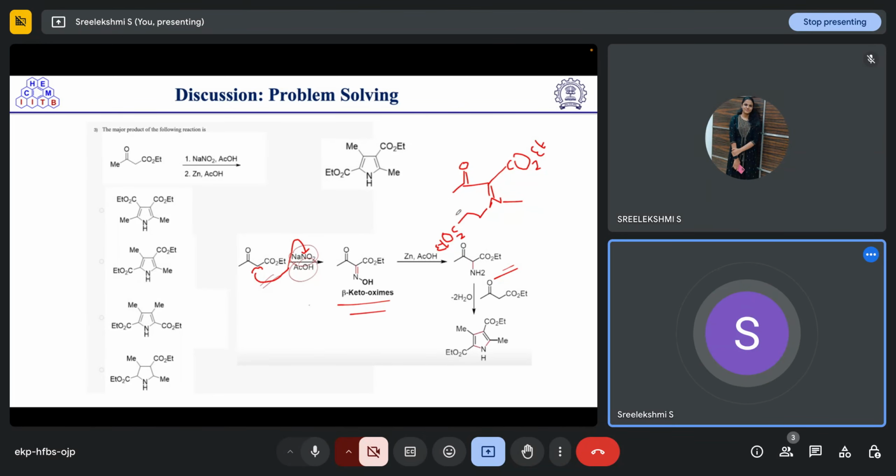Then again what is happening, this negative charge will be attacking over this. I think one carbon is extra. Yeah, this carbon is extra. So it will form this 5 membered ring, and this compound will be formed. So the correct answer is option B.